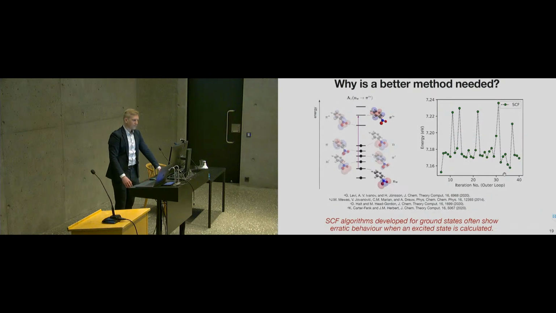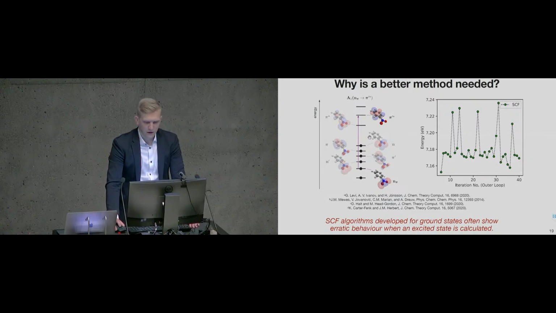So the problem is that the SCF method fails to converge quite often for excited states. And here is just one example. For example, charge transfer excitation in nitrobenzene is the promotion of an electron from the nitro group to the benzene group. And it was reported in the literature that the self-consistent field algorithm shows erratic behavior. And this is just one example.